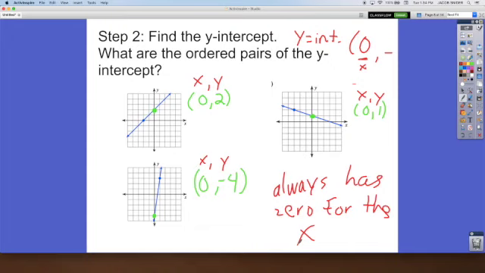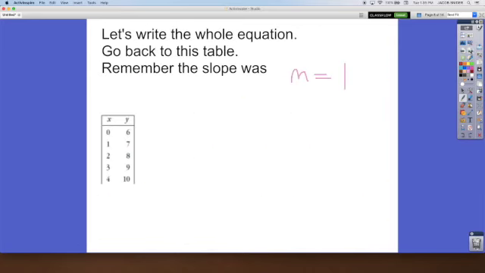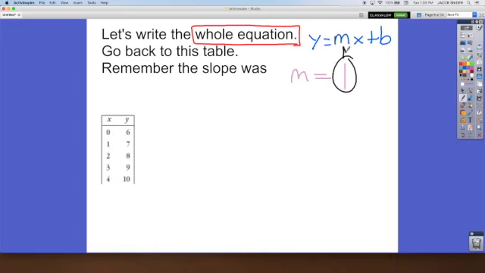Because remember, what am I really trying to do today, guys? I'm really trying to write the whole equation in slope-intercept form. So this table was one of the first ones that we did today. But remember, slope-intercept form, I need 2 numbers. I need the y equals, I need my slope, and I need my y-intercept. If you remember back, we found our slope here. So now my equation reads this. But I still need that y-intercept.